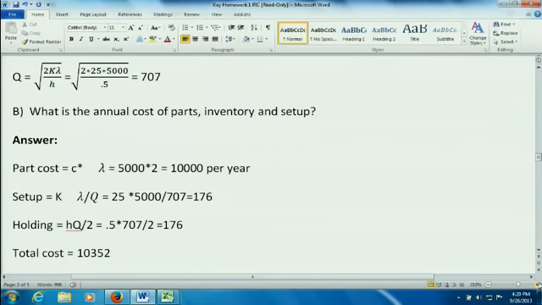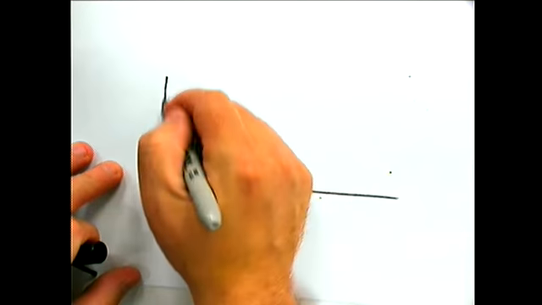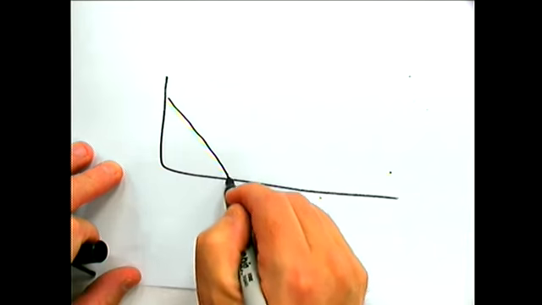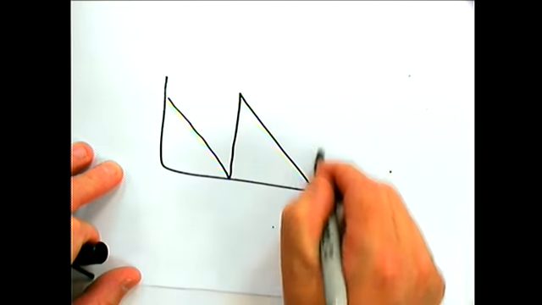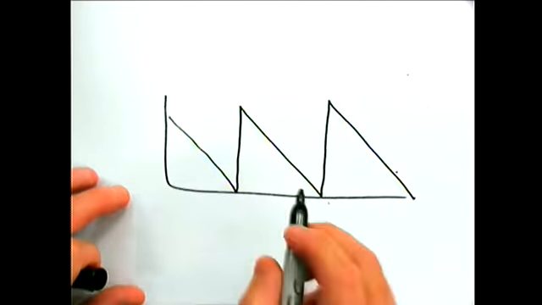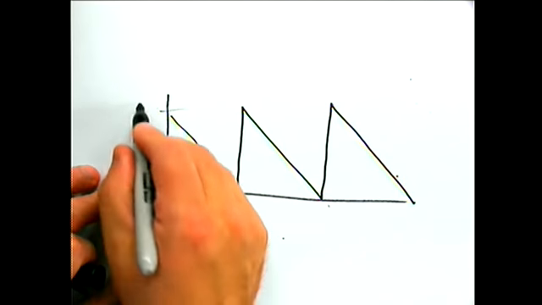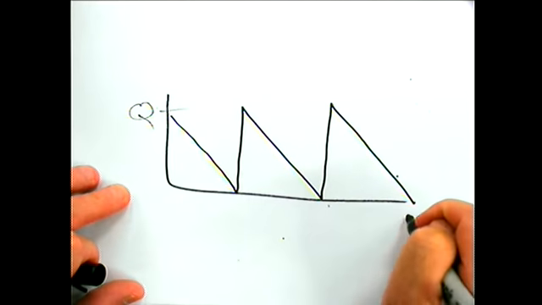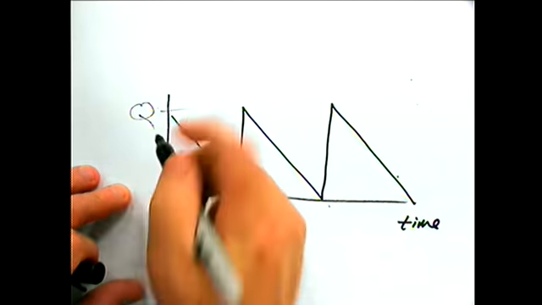The holding cost is HQ over 2, and we discussed that early in the semester, right? And so my average inventory level under EOQ is 707 divided by 2. Remember, demand is constant. So my plot of my inventory as a function of time under EOQ, and these are all going to be identical. That's Q. This is time. This is inventory.